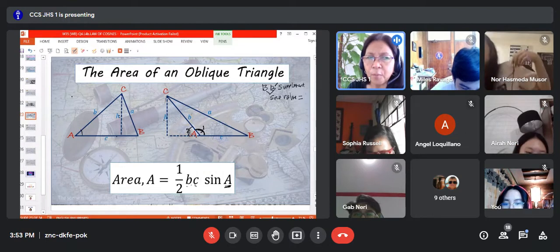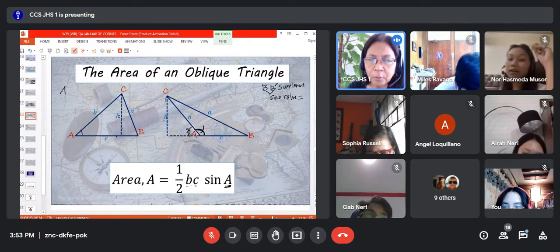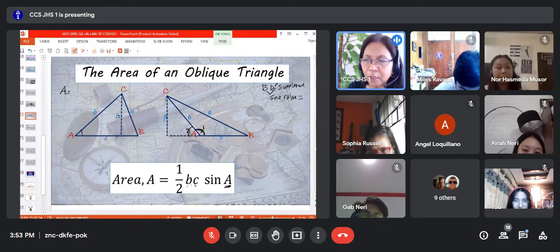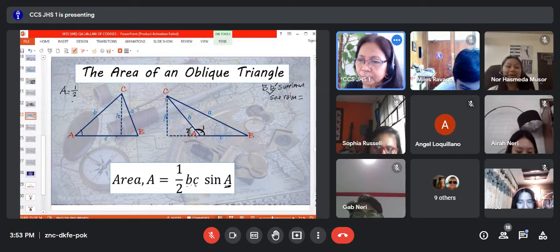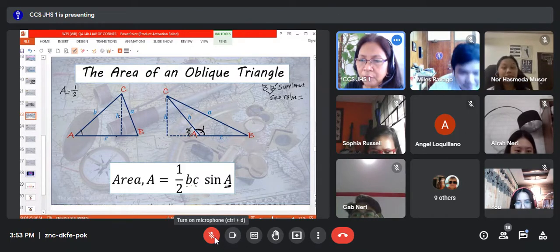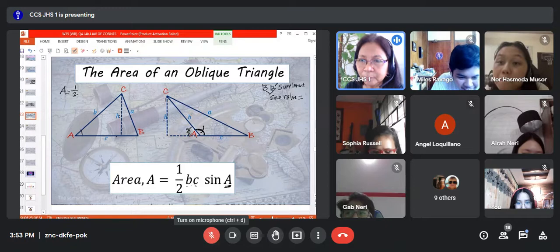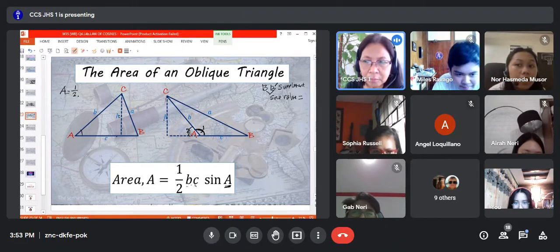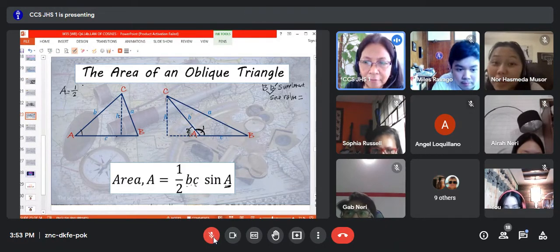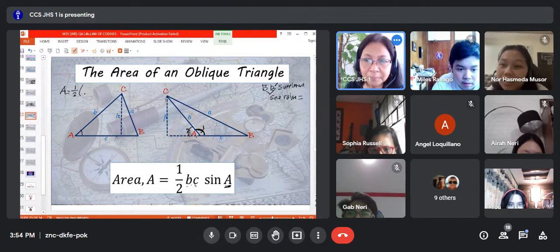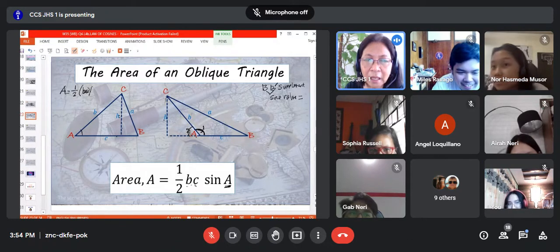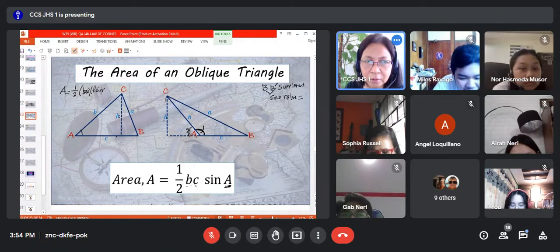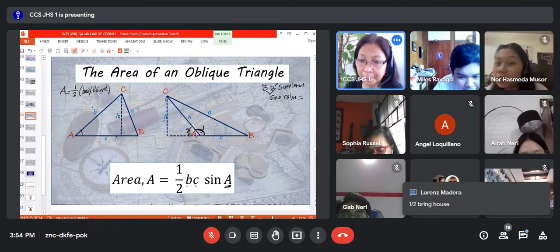Let us try to recall our formula for the area of a triangle from grade 6. What's the formula for the area of a triangle? Anyone who can give me the formula? Let me hear. 1/2 of, very good, base times height or altitude. Very good. So 1/2 base times height.